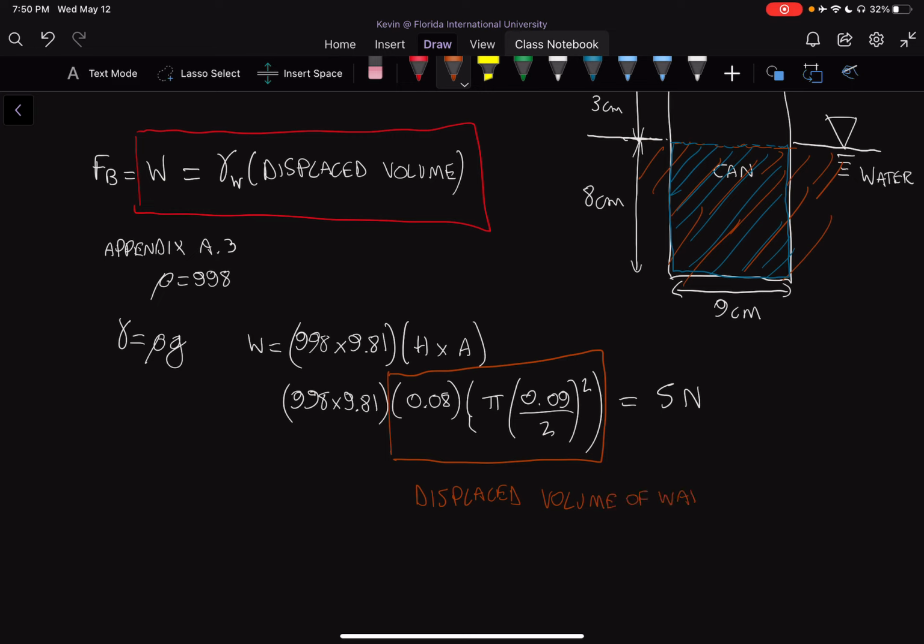So you can see how simple it would be to measure the weight of something by just submerging it in water and figuring out how much displaced volume there is. And with the density of water, we would be able to figure that out.